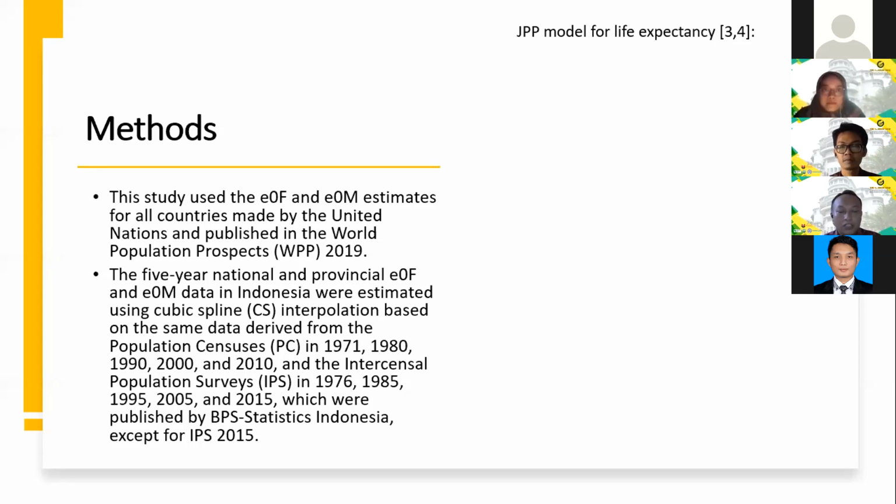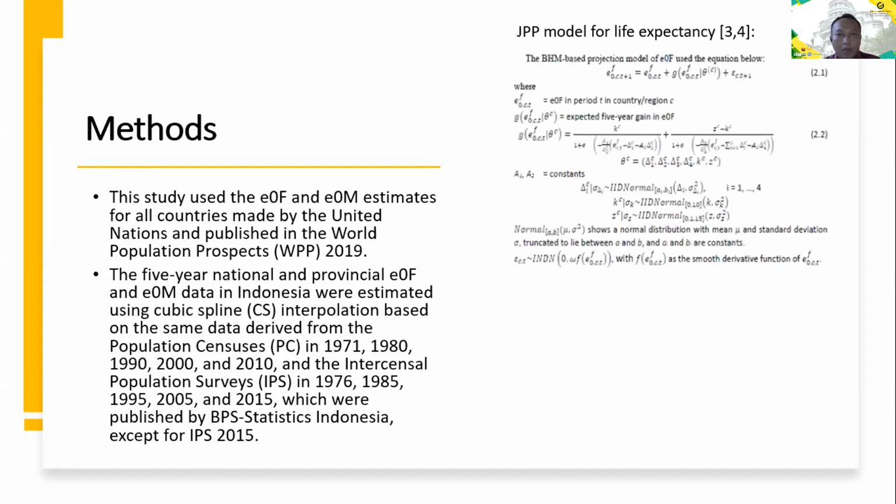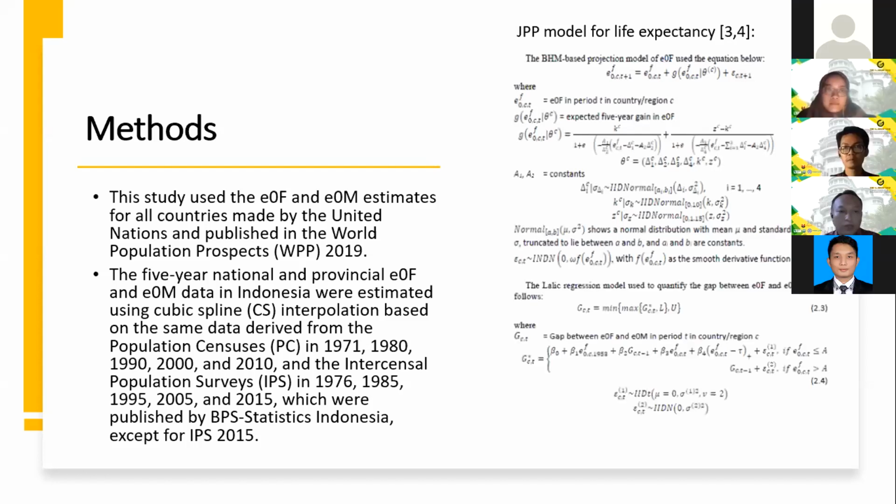This research used the GPP model developed by Lalic and Raftery, Lalic and Gerland, with the BHM-based projection proposed by Chunn et al. and Raftery, Chunn, Gerland, and Sevcikova as the basis. This model consists of two steps, namely BHM-based probabilistic projection of IOF and stochastic projection of the gap between IOF and IOM using the Lalic regression model, with the IOF data derived from the first step as a covariate.